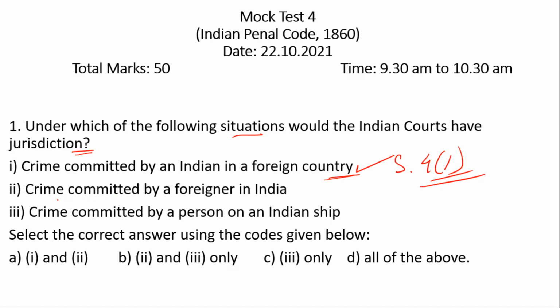Statement 2. Crime committed by a foreigner in India. In this case also Indian courts have jurisdiction. This is correct and this comes under section 2. Third statement, crime committed by a person on an Indian ship. In this case also Indian courts have jurisdiction. This comes under section 4, subsection 2.